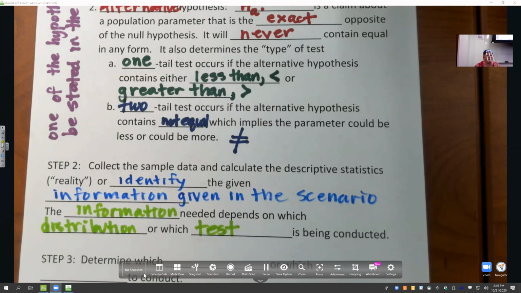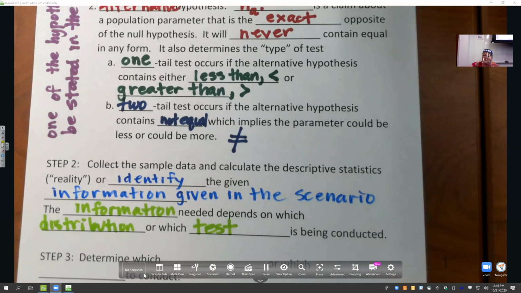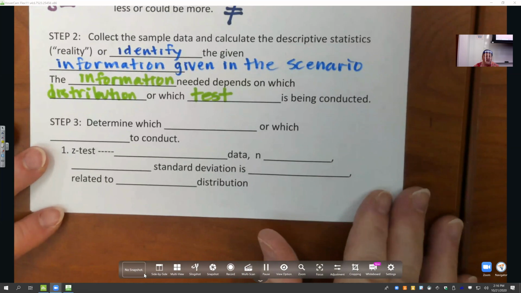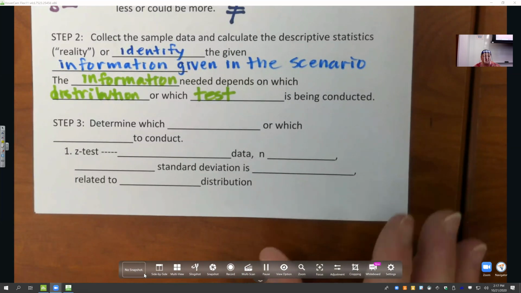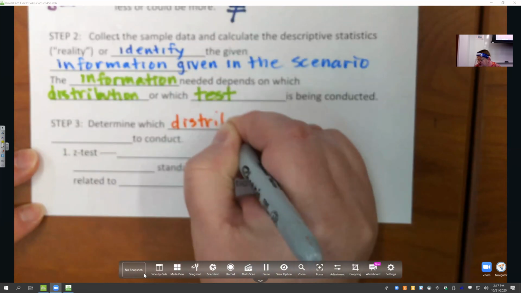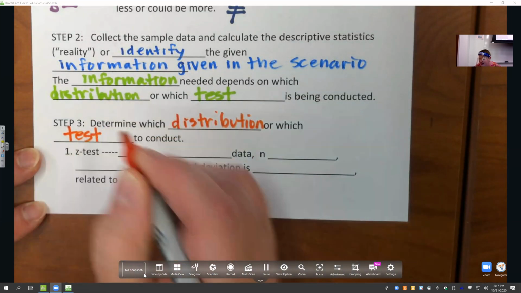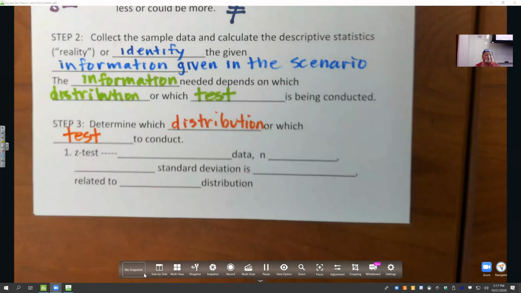The information that you're given in the scenario is going to determine which distribution you should use, which ultimately leads you to the test you should conduct. And it's different for each test. Okay, and we'll talk about that. Step 3 is we're going to determine which distribution or which test to conduct based on the information that we got in the problem.